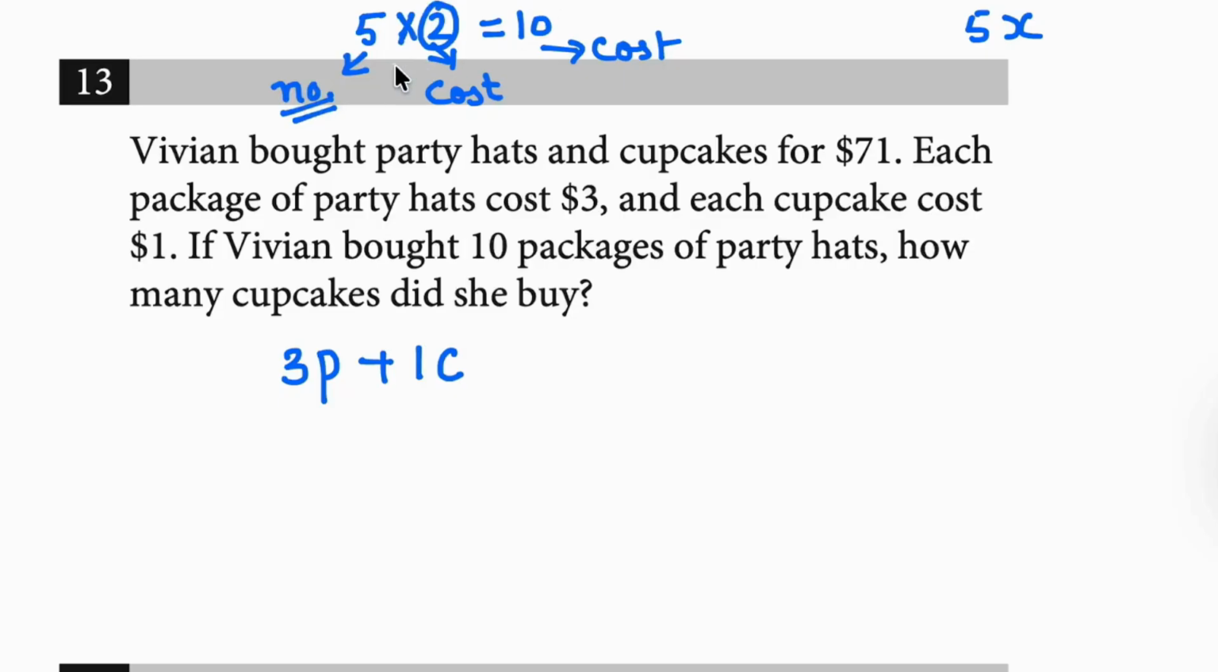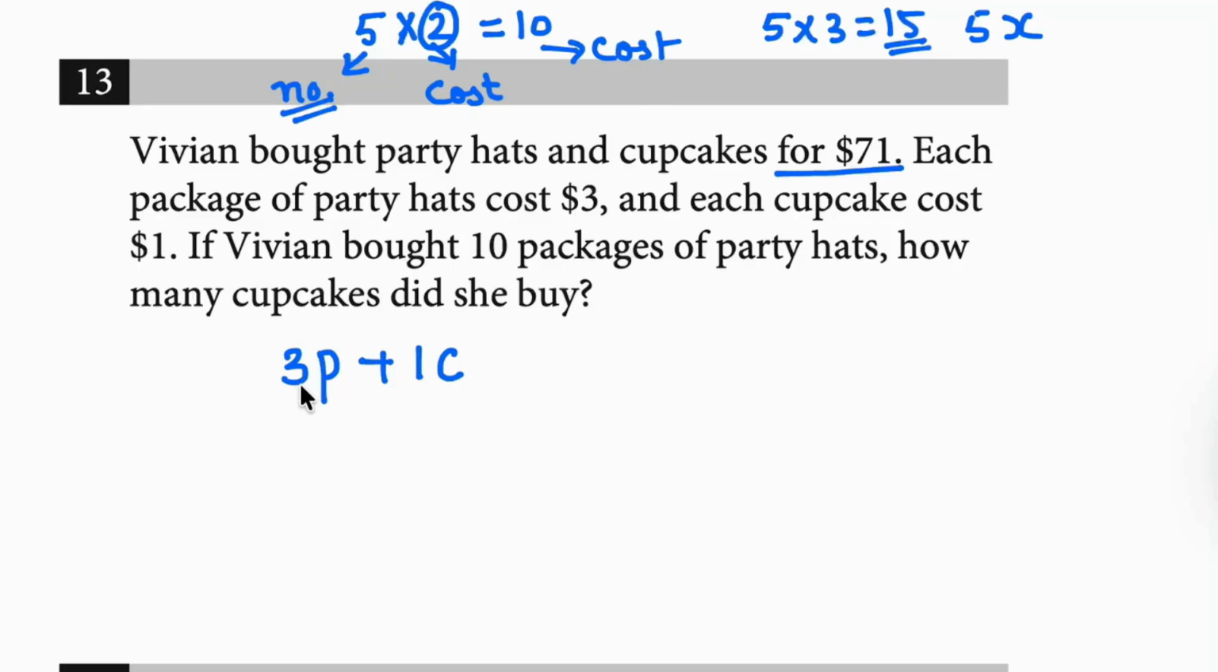Now let's say you are buying 5 chocolates, 2 per cost, plus you are buying 5 cupcakes and 3 is the cost for each, $15. So the total cost you are paying is 15 plus 10, $25. In this question, total cost is $71.